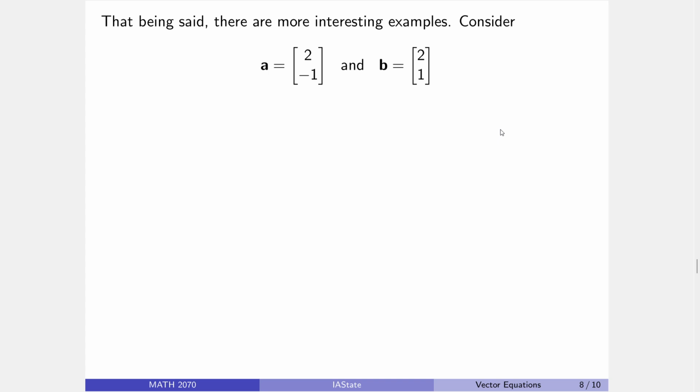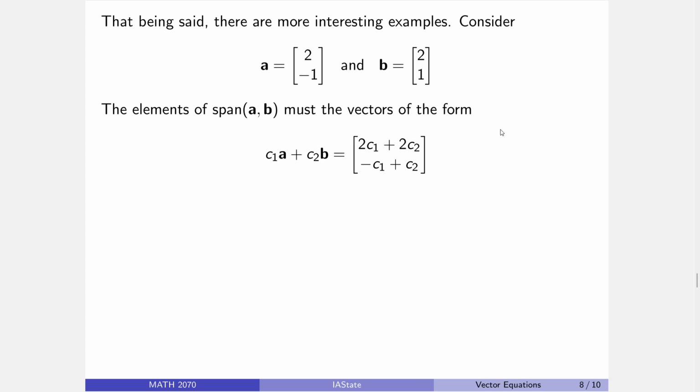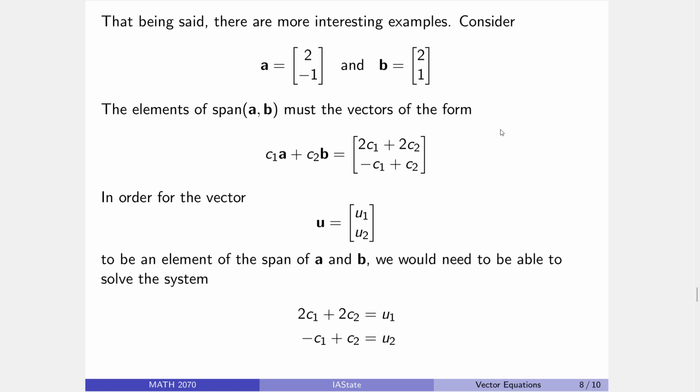But let's get a more interesting example. Here are two vectors in R2, (2, -1) and (2, 1). The elements of the span must be anything that looks like a linear combo of these two, so scale them by C1 and C2 and add them up. So now my question is, what things look like this? In other words, we'll pick a random vector u, call it u1 and u2, and in order to be in the span, that means (u1, u2) needs to be this linear combo. And as we just noted, linear combinations of vectors are really systems of linear equations in disguise.